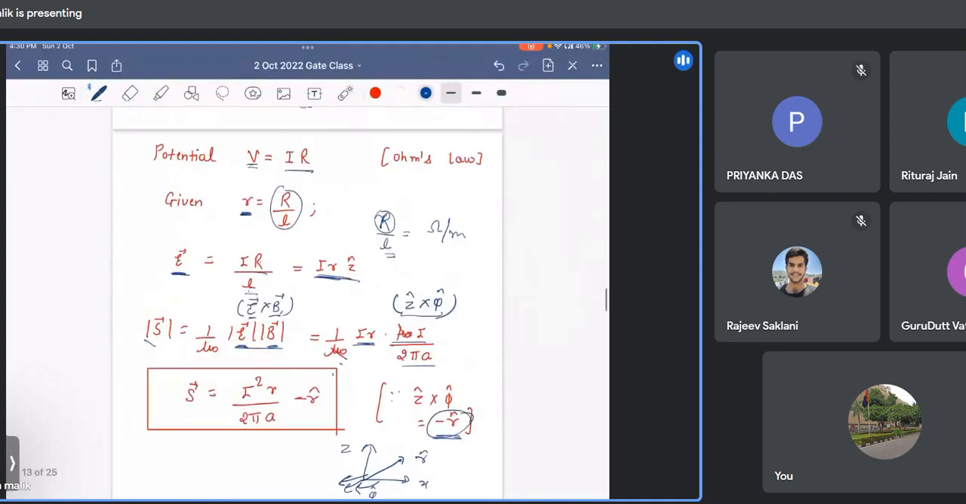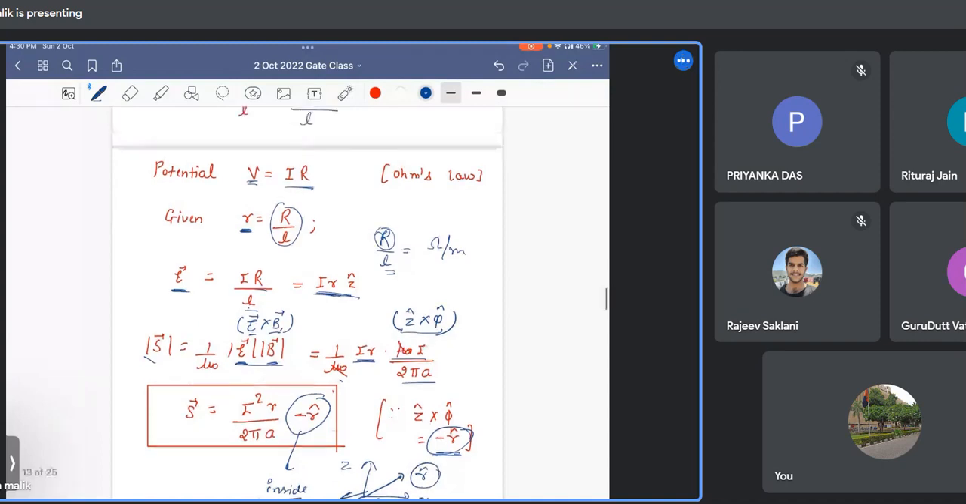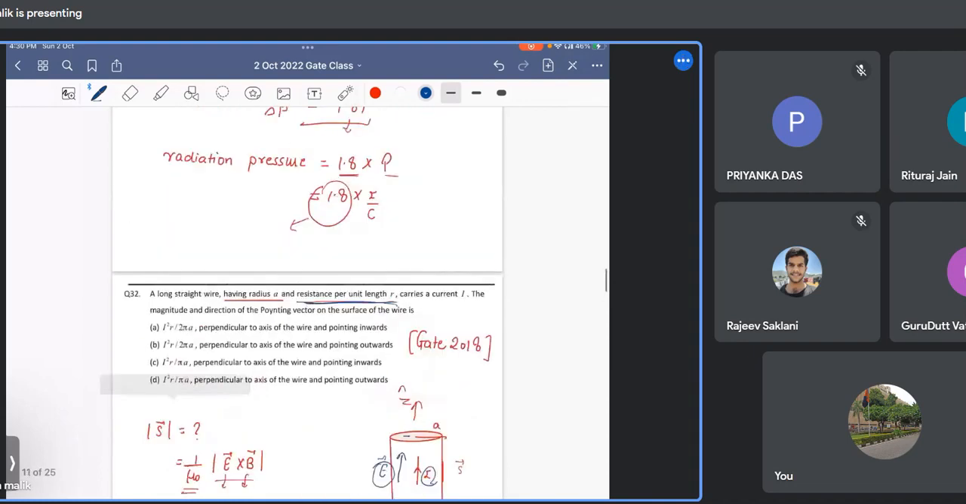So here minus R cap, they are saying that it is inside the plane if positive R cap is outside the plane. So this will become I square R upon 2 pi A, perpendicular to the axis, which is z cap. Obviously, R cap is going to be perpendicular to z cap, and it is pointing inward. So this is the answer here.